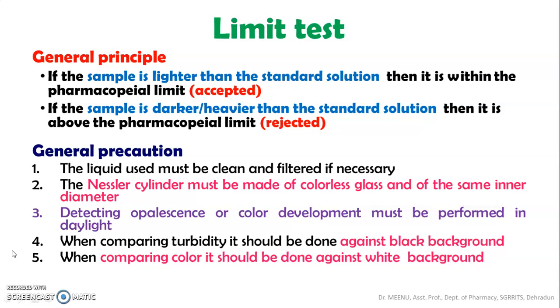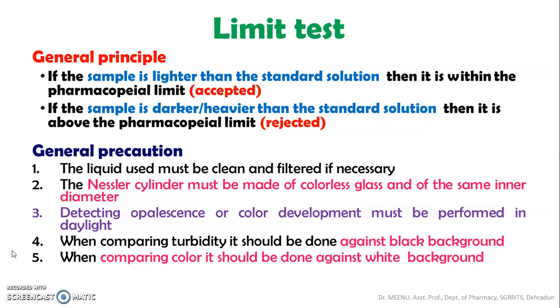While vice versa, if the sample is darker or heavier than the standard solution, then we can say that it contains more impurities as compared to the standard limit. So that time we can say that the given sample fails as per the pharmacopoeial limit, and that time we can reject the given sample.